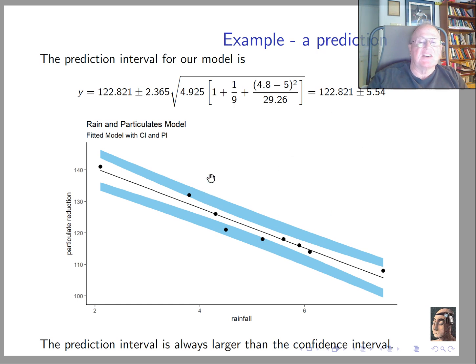Again, we can calculate prediction intervals anywhere along the line. And now what I've done is graphed both the confidence interval, the inner band, as well as the prediction interval, the outer band. The prediction interval is always larger than the confidence interval. This is a pretty encouraging graph because now we see that all of our data points actually fall within the prediction interval.